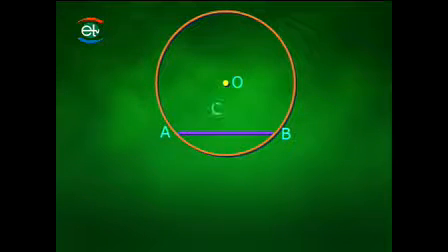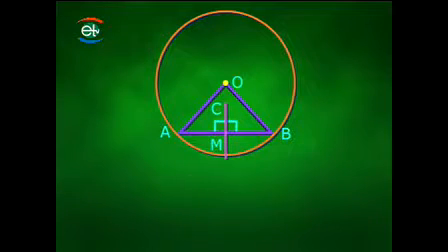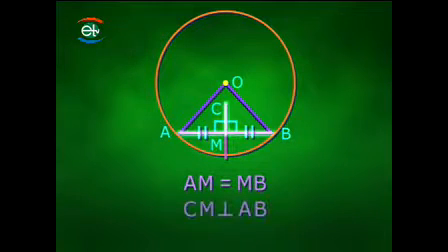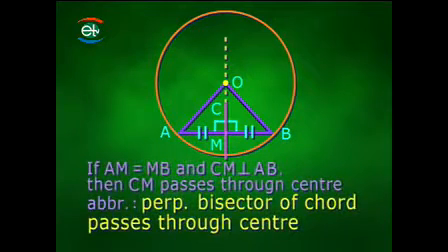Based on these two theorems, the corollary can be deduced that the perpendicular bisector of a chord passes through the center. If two chords in a circle are of equal length, then they are at equal distance to the center.